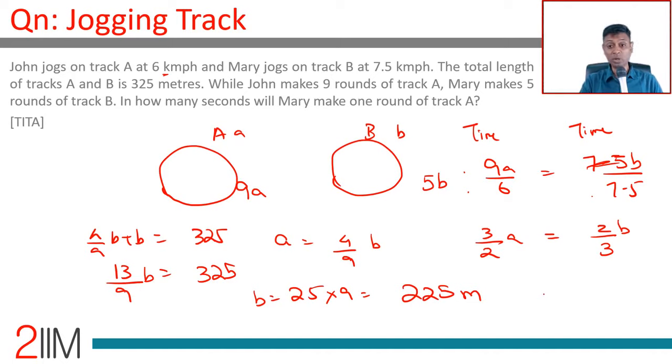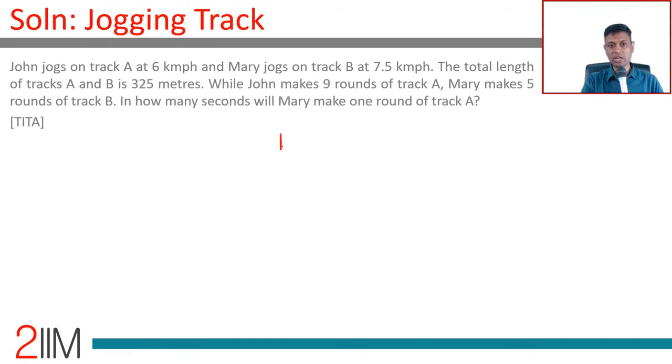In how many seconds will Mary make 1 round of track A? This is 325 meters. Track B is 325 meters. Track A is 4 by 9 of that, or 100 meters. In how many seconds will Mary make 1 round of track A? Track A measures 100 meters. Mary jogs at 7.5 kilometers per hour. So let's say 100 meters traveled at the rate of 7.5 kilometers per hour.